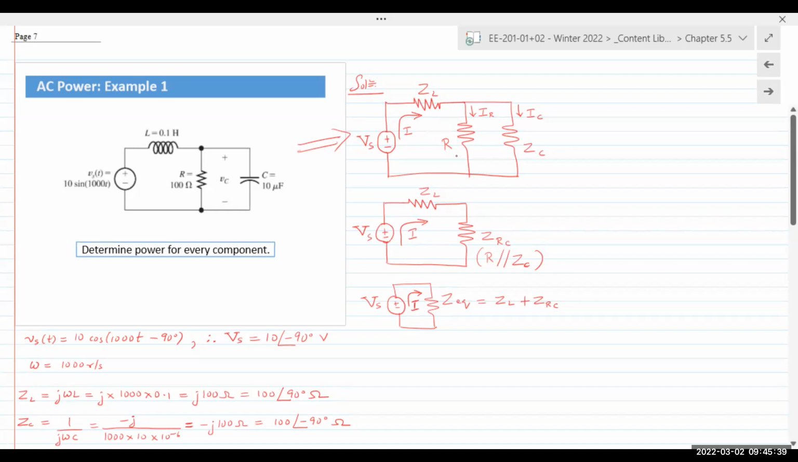And then you have R and ZC in parallel. And each one of those, of course, is in parallel, so they share the same voltage. They share the same voltage. You have IR, the resistor current, and IC, the capacitor current.